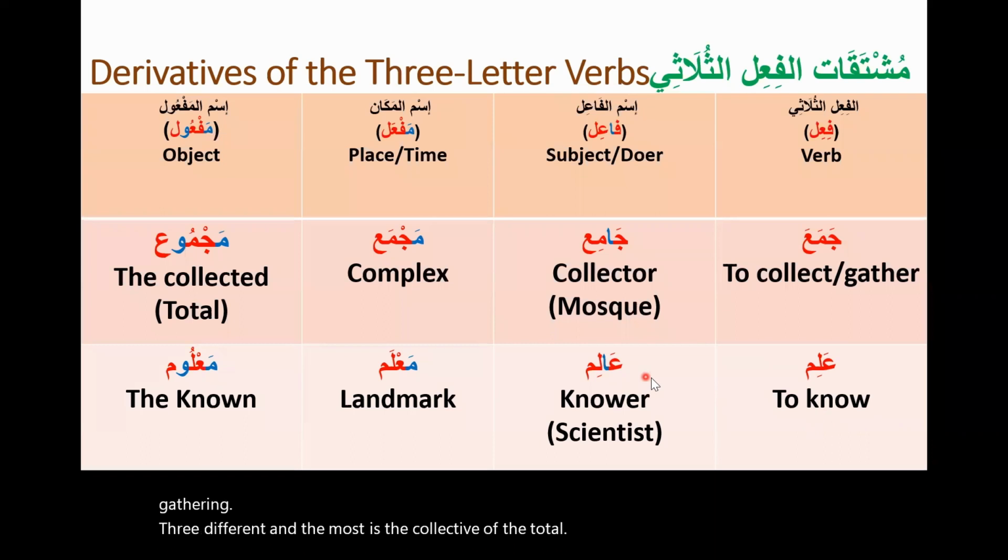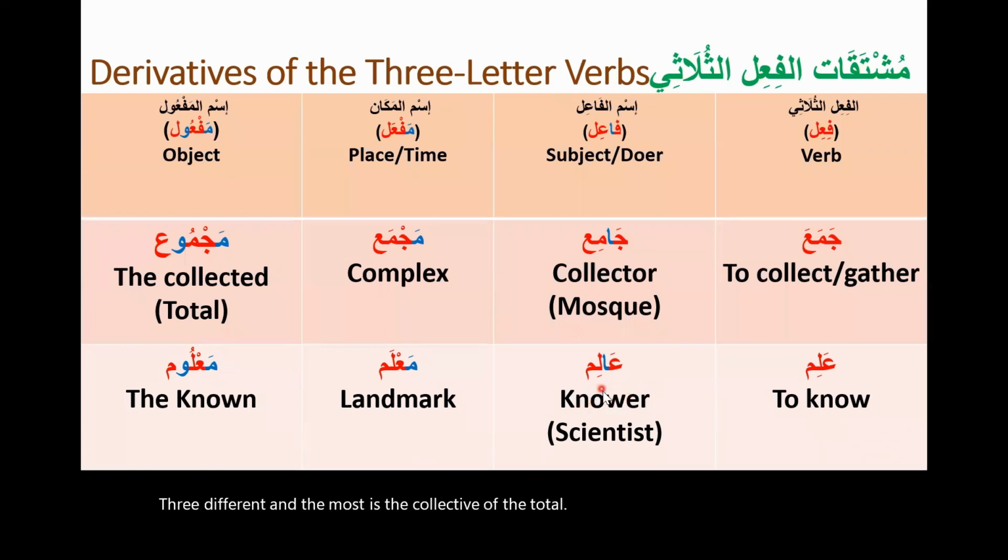Alima is to know. Alim is the knower or the knowledgeable, but in this case happens to be the scientist. Ma'lam is the landmark, something that is noticeable. Like if you are giving directions to someone, you say, well, you see the tall building, the giant building. So the giant building would be the ma'lam, the landmark. Ma'lum is the known, that's the object. Ma'lum, the thing that is being known. To call it ma'lum. Majmu', ma'lum.